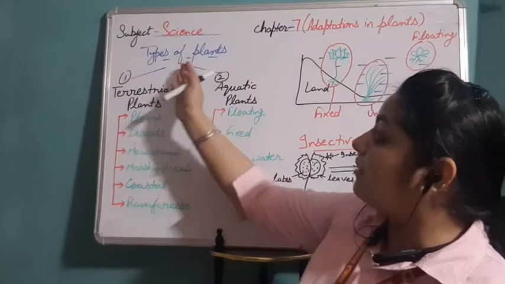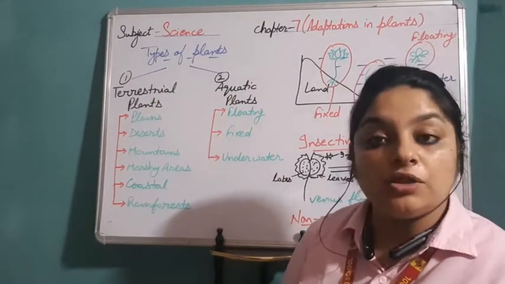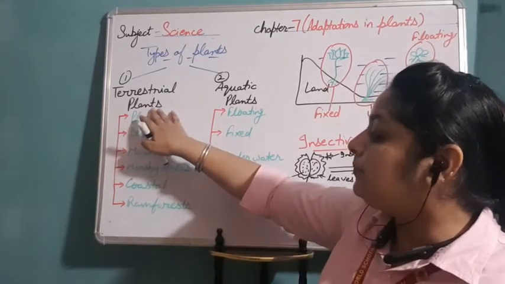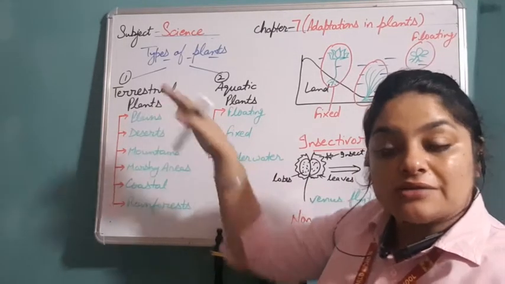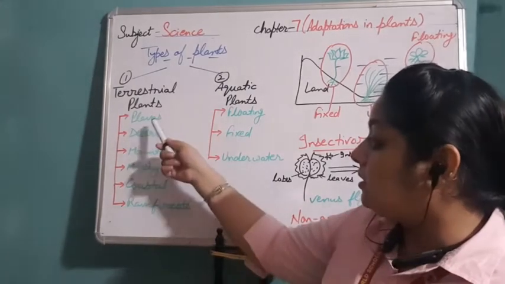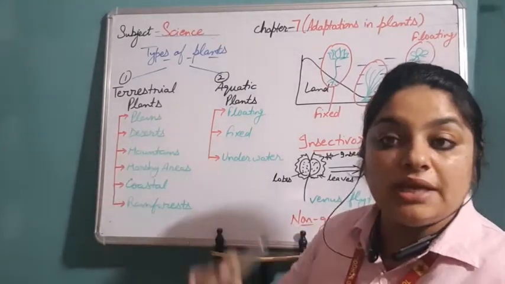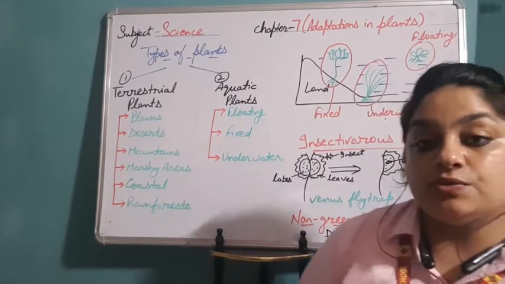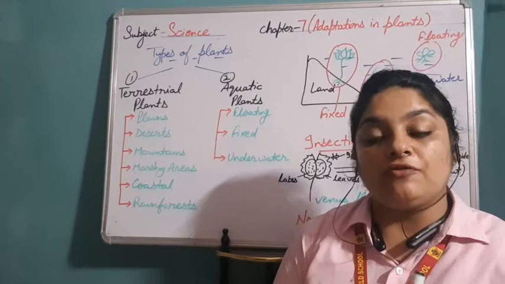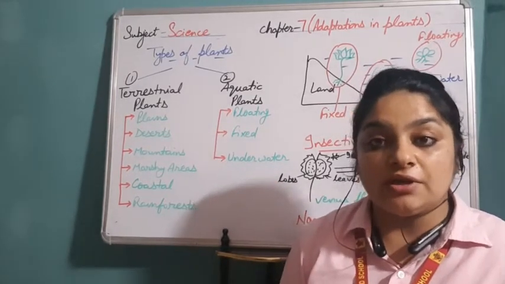First of all, we have two types of plants on the basis of where we find them. The first one is terrestrial plants. Terrestrial plants are the ones which we find on land. In this we have, first of all, plants in plains. Plants in plains have lots of leaves, and most of the time they are covered with leaves.